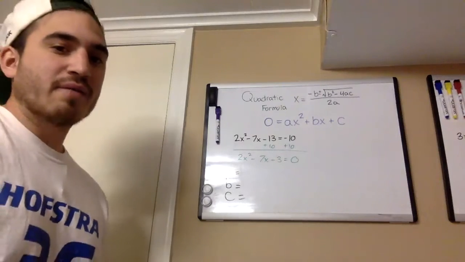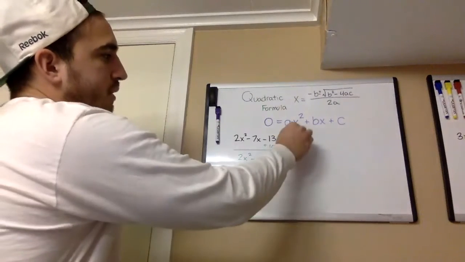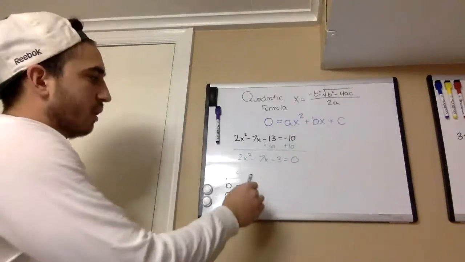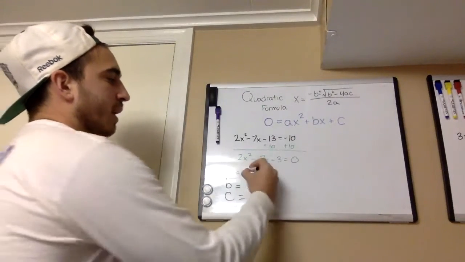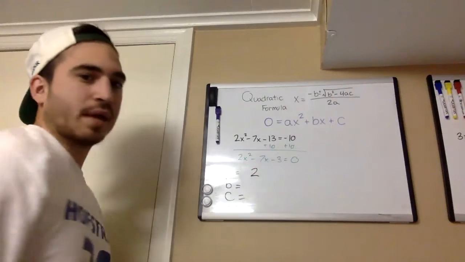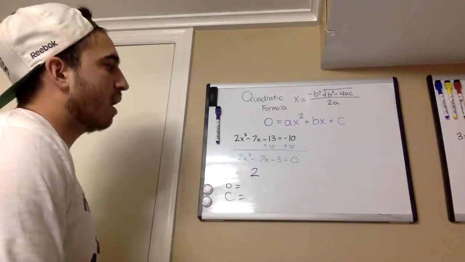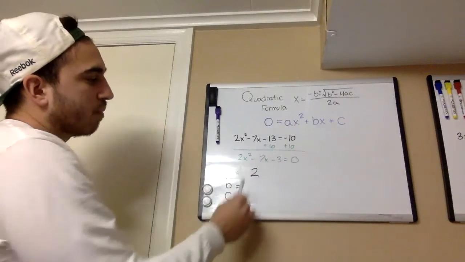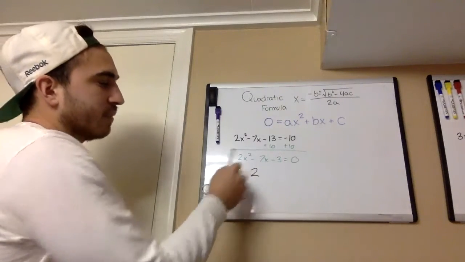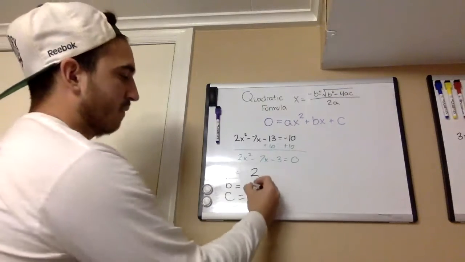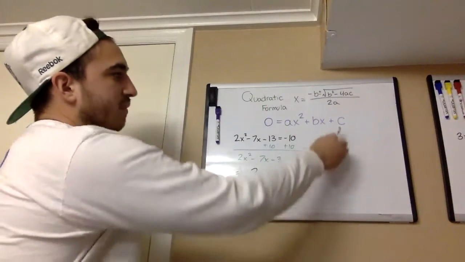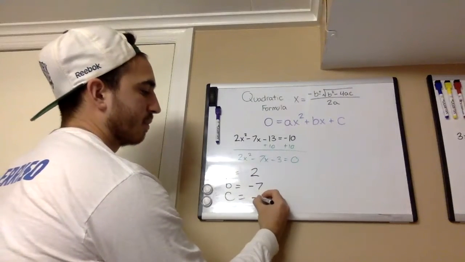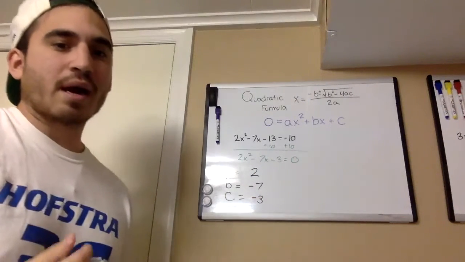So our A value is always going to be the number in front of the x squared, as you can see from our standard form. So if we look at our equation, the number that's in front of the x squared is a 2. So I'm going to put a 2 down. The number in front of just the x is going to be your b value. So in our problem, our b value is going to be negative 7. Do not forget to bring down the negative also. And then lastly, the C value is a number that's completely by itself. The number that's by itself here is negative 3. So now we have our A, our B, and our C.